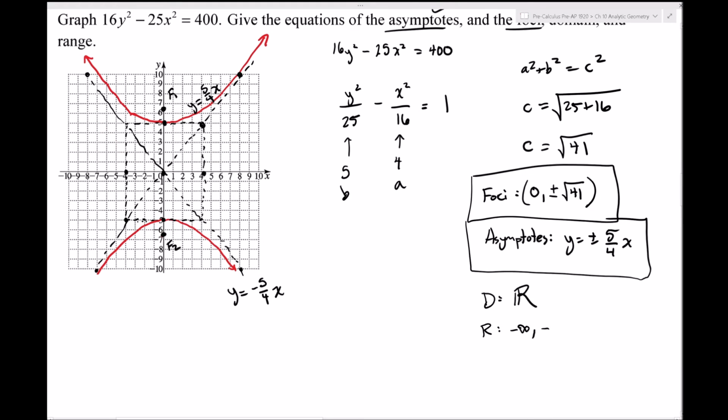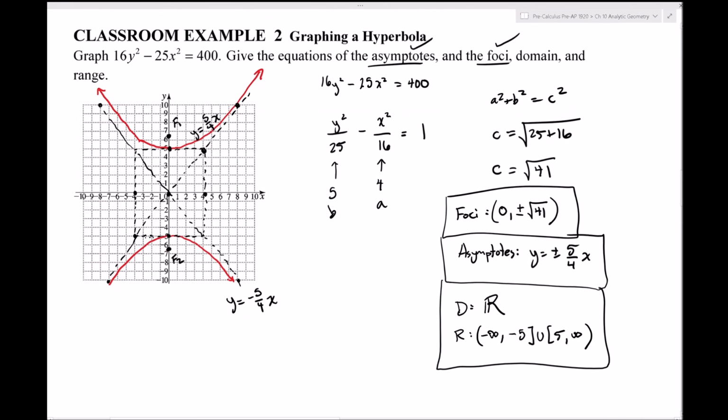All right, so anyway, we have negative infinity all the way to negative 5, with a square bracket. This is an open parenthesis, union, positive 5, and then positive infinity. And that's it for the domain and range. That's it for this particular problem. So that's basically all that you need to know.